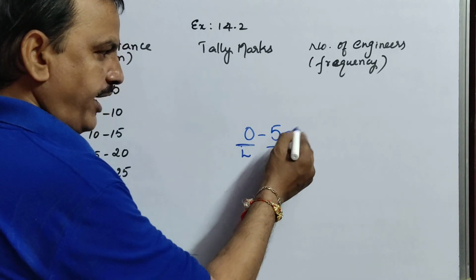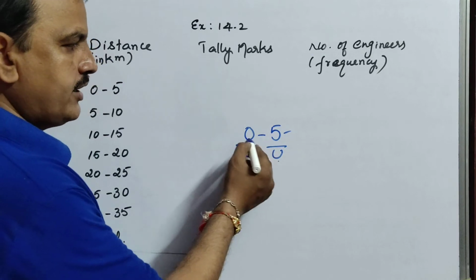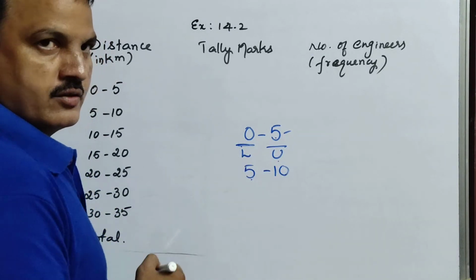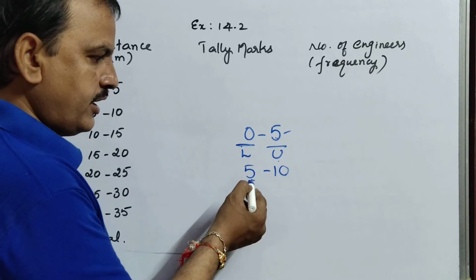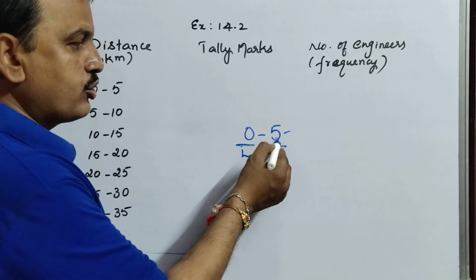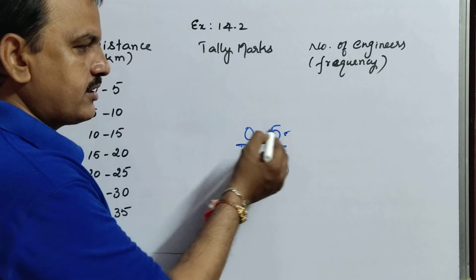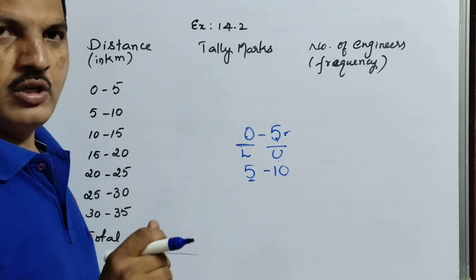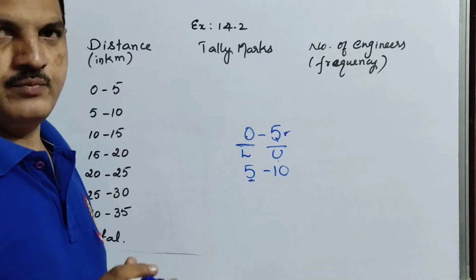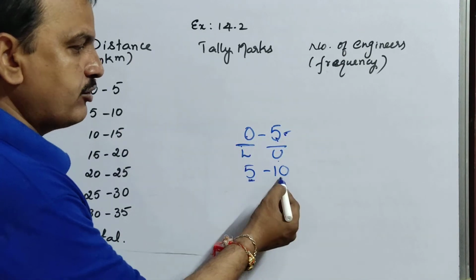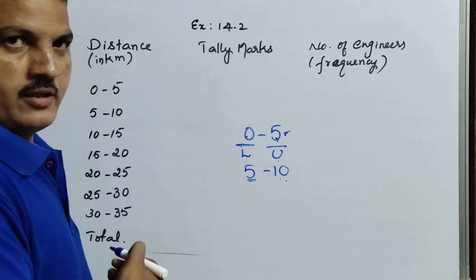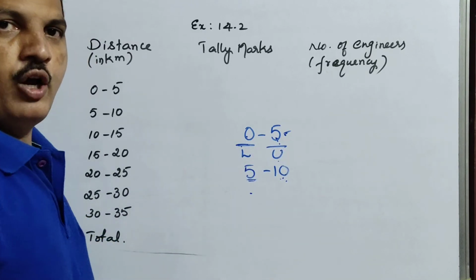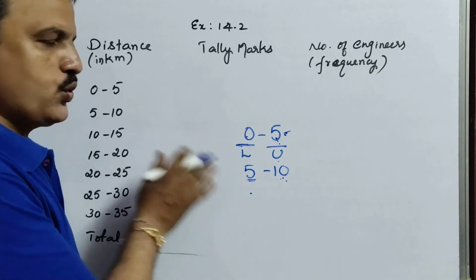Here the upper limit is 5. Always when you write 0 to 5, the next interval is 5 to 10. That means 5 is included there. That means 5 should not be counted in 0 to 5. You should leave it out, it is exclusive. It is included in 5 to 10. So 0 to 5, 5 to 10, 10 to 15. The class intervals should always be in this way.